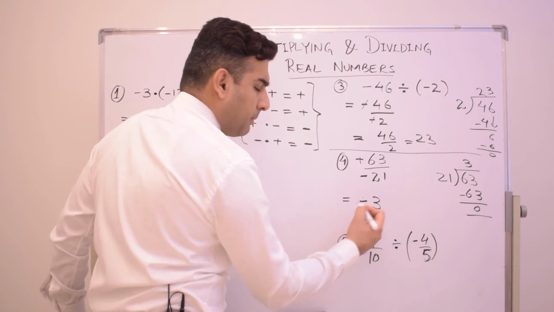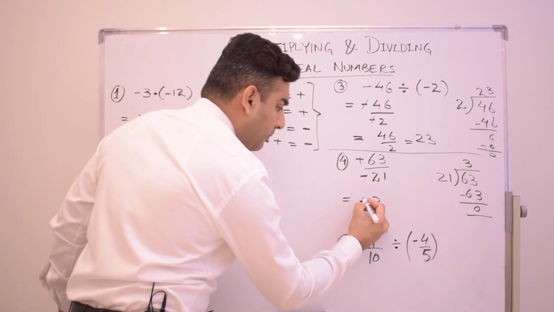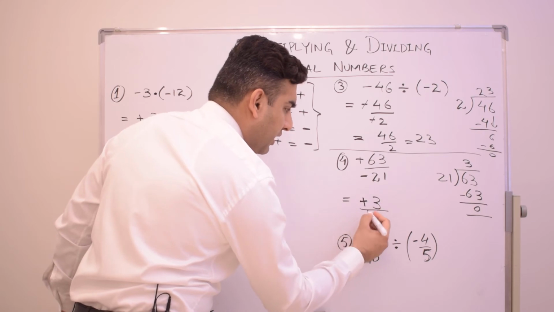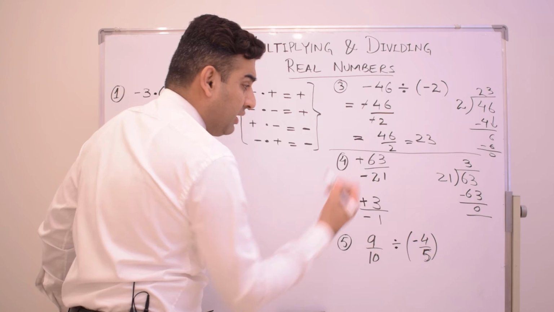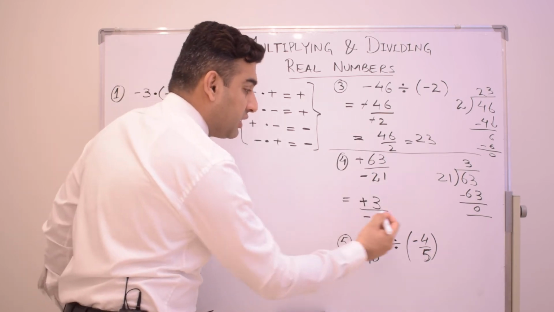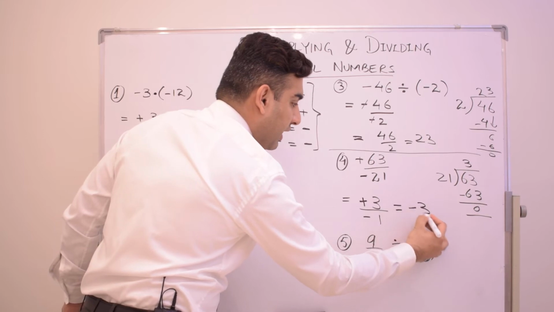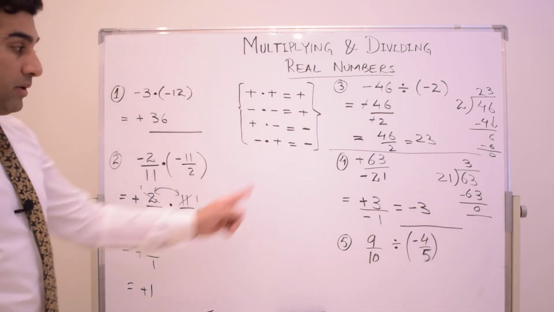If I just show you more properly, like this will come: 21 times 1 and 21 times 3 is 63, plus and this. So in short, in simplified form, you can write it as minus 3. I hope now you understand.